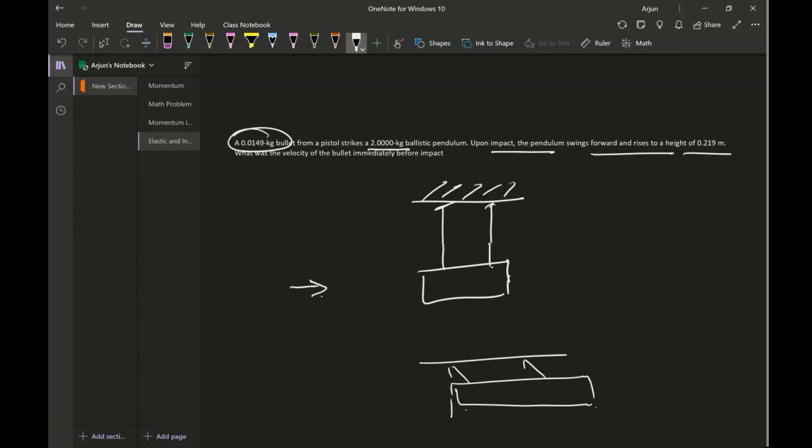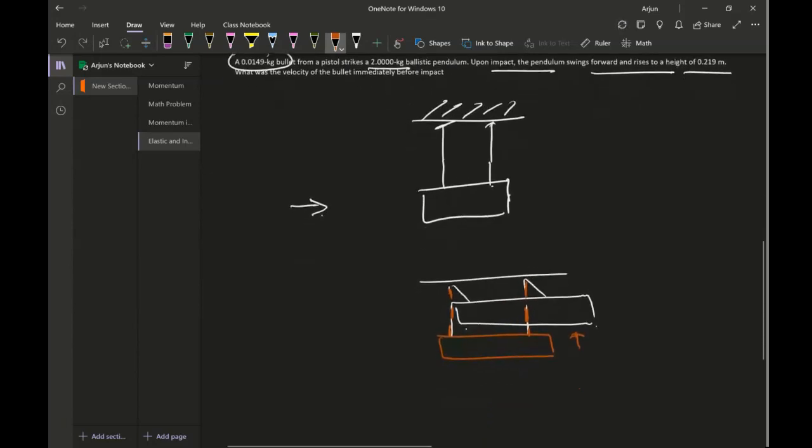This was the initial position of the pendulum. Let me change the color for the initial position. That's the initial position of the pendulum. Obviously, it cannot move in the forward direction, so it moved vertically upward. That's the situation given to me. And how much is the height it gains? 0.219 meters. That's the height it gains. And that's what's given to me.